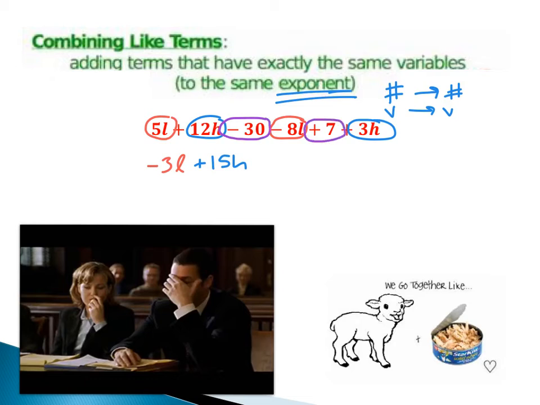So what's negative 30 plus 7? That is going to give you negative 23. So combining like terms, I notice I circled every term up there. I get negative 3L plus 15H minus 23. Okay, so what we're doing here is combining like terms.